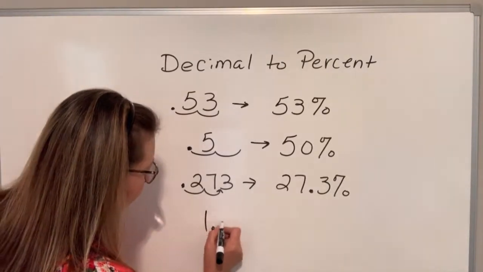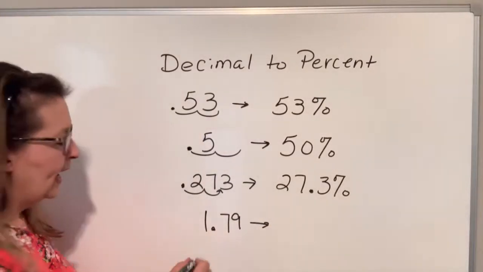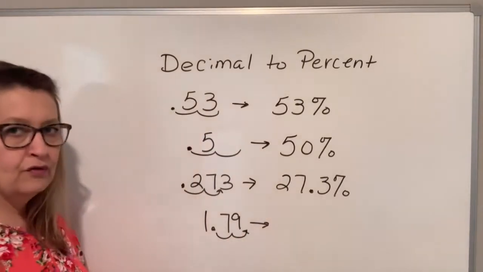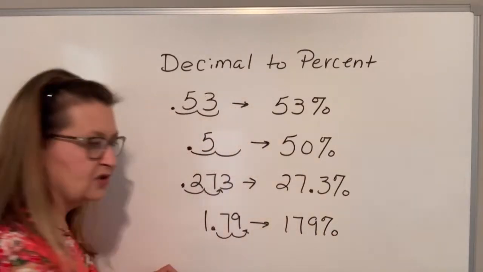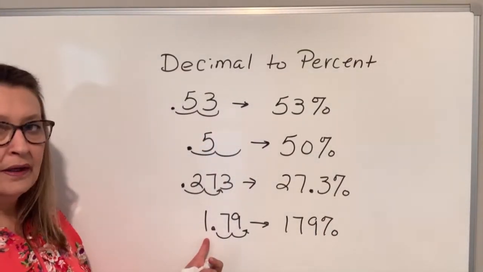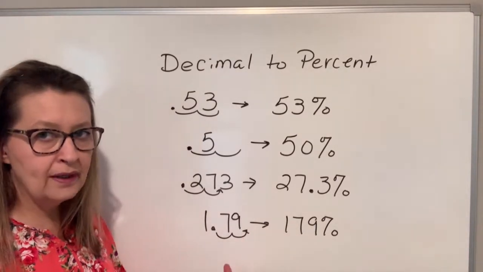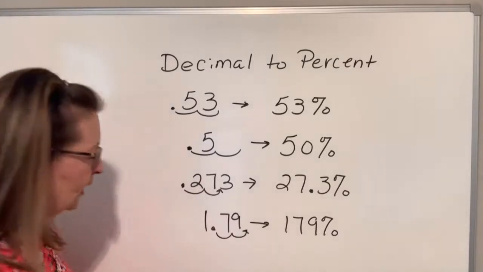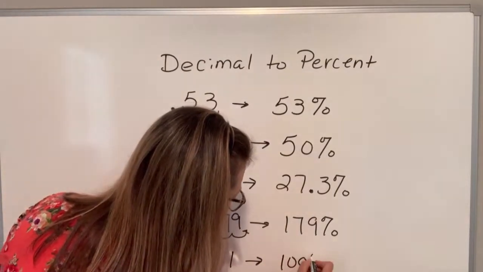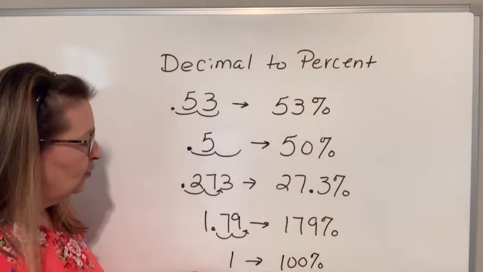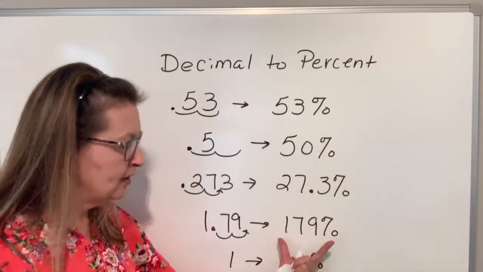Okay, now let's look at one more. What if I have 1.79? I'm still moving my decimal over 2 places, so I have 179%. Okay, if you have more than one, then when you move the decimal point, you're going to have more than 100%, because 1 is 100%. Okay, if you just have the number 1 and need to change it to a percent, that's 100%. So anything larger than 1, like 1.79, is going to be larger than 100%.